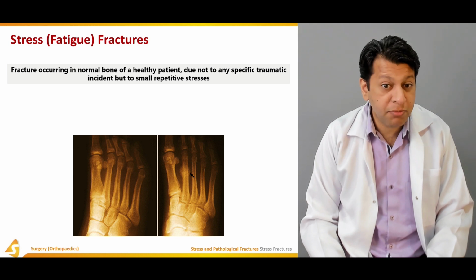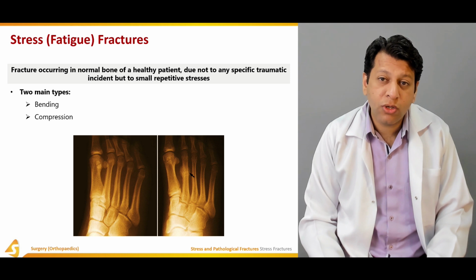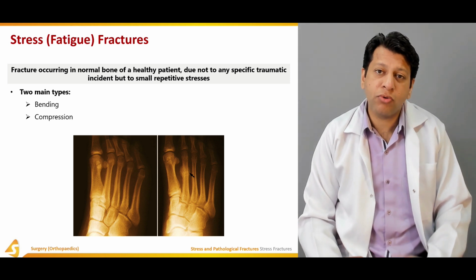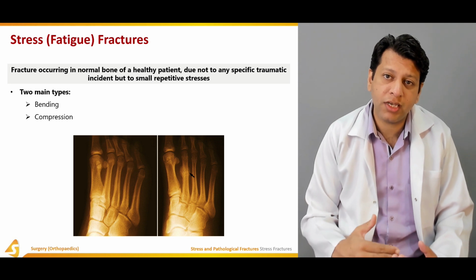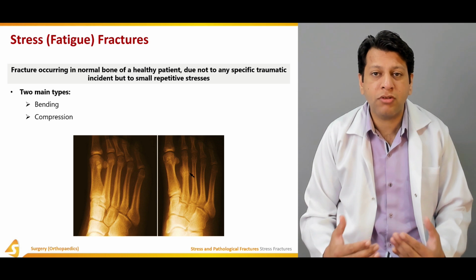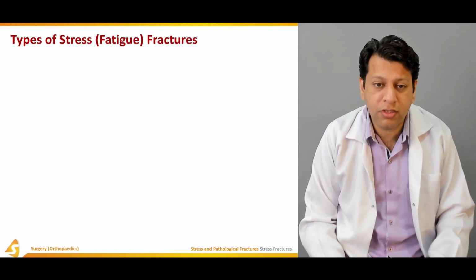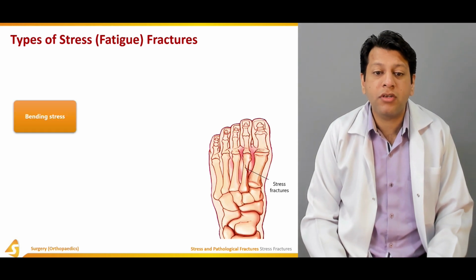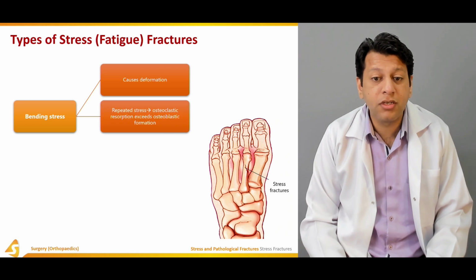There are two main types. One is called a bending type, and another is a compression type. Bending type is usually in a bone where the force is acting from one side, and the compression type is one in which the load is occurring from two sides, leading to a compression type of stress fracture. So coming to the different types, a bending stress causes deformation.